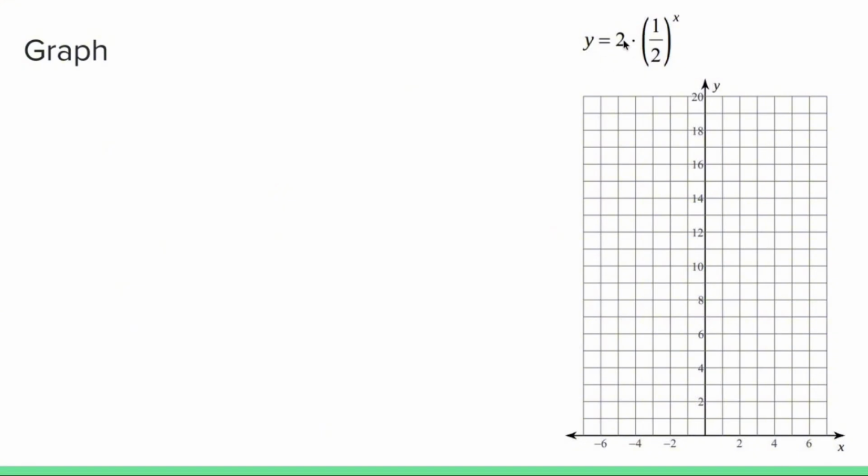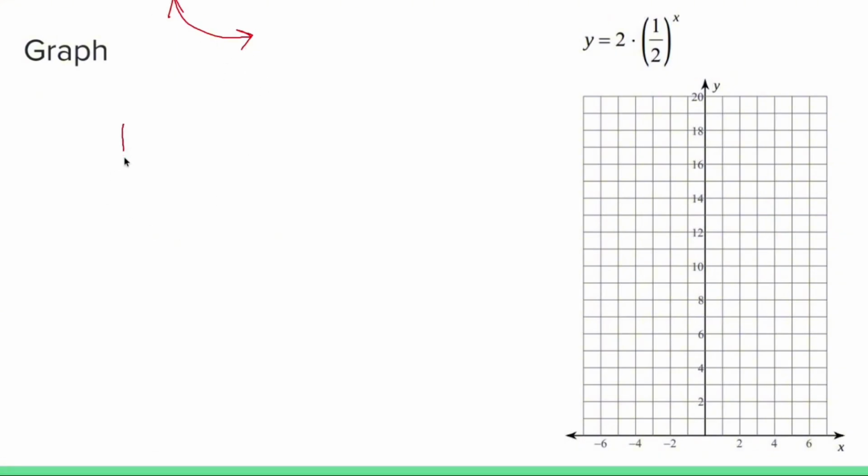Graph this exponential function 2 times a half to the x. Now the base here is 1/2. 1/2 is in between 0 and 1, which tells you that this guy is going to be exponential decay. It's going to look like that.